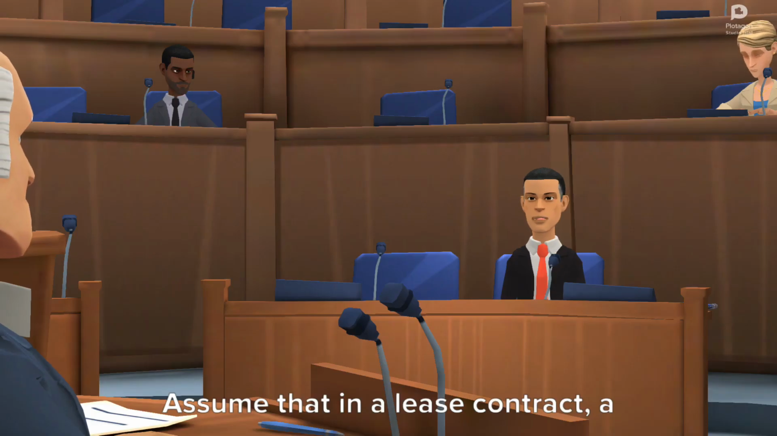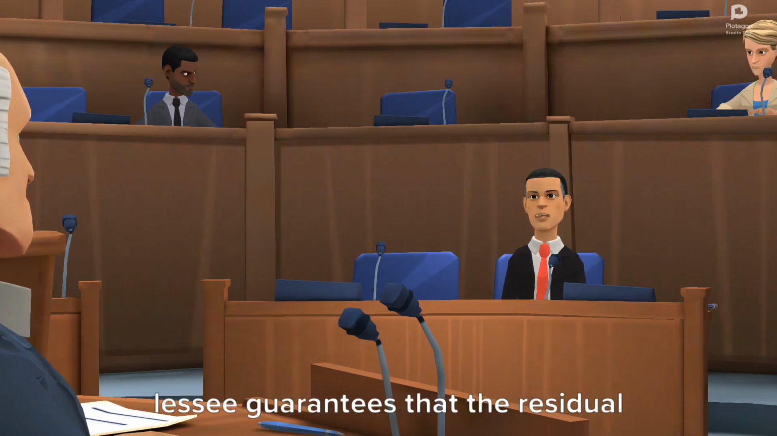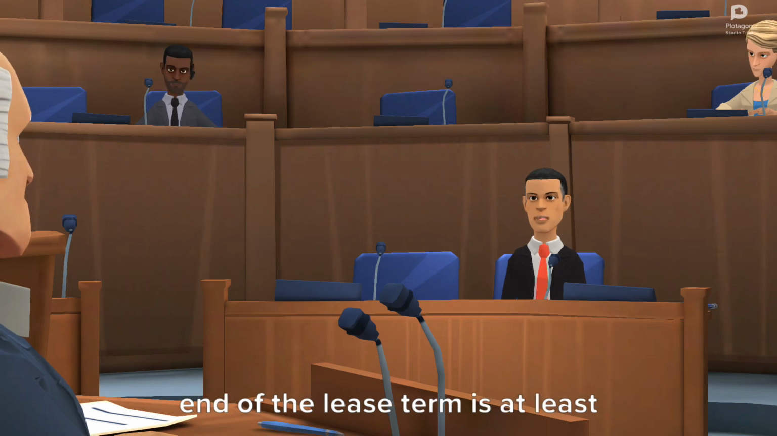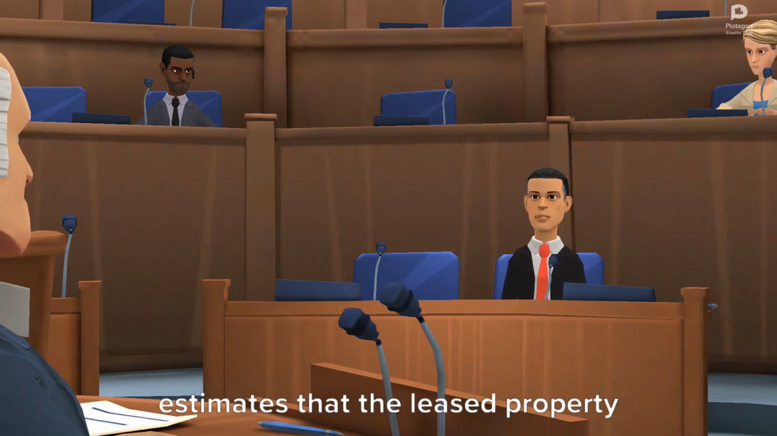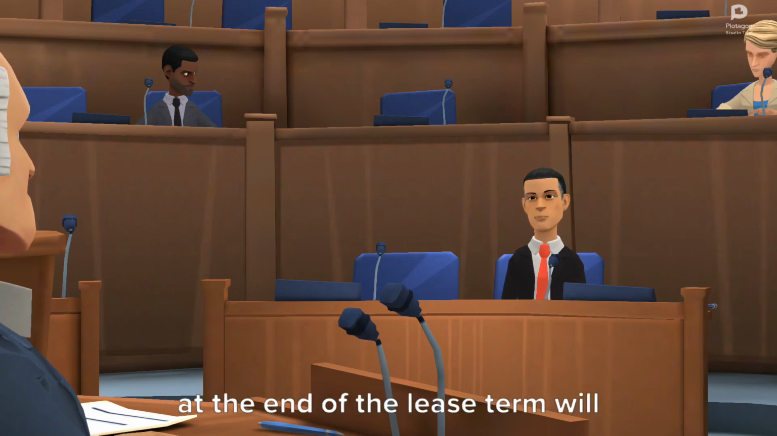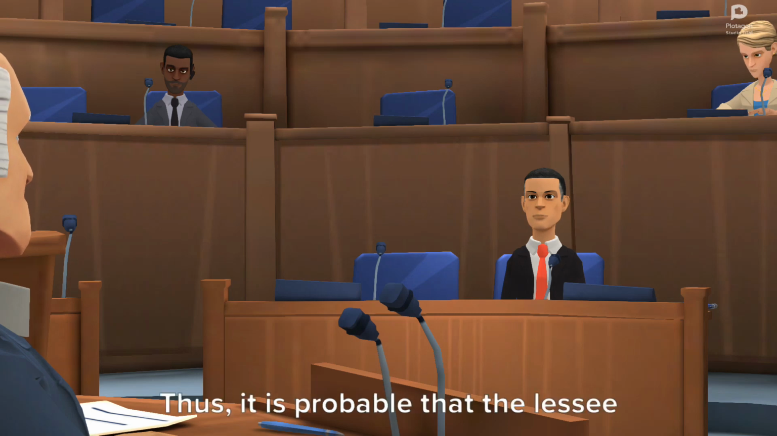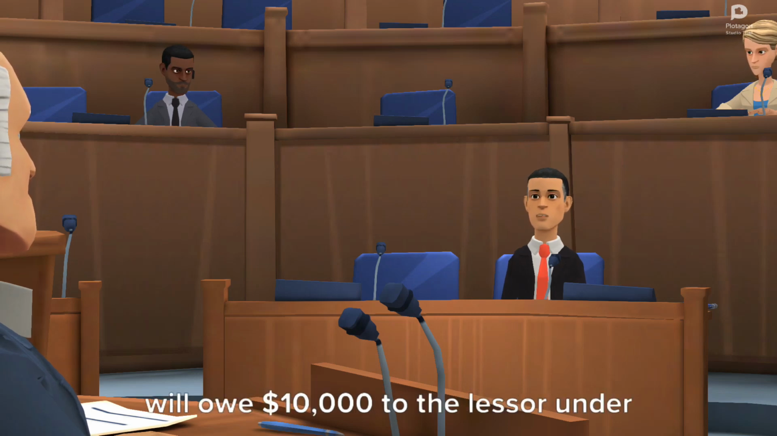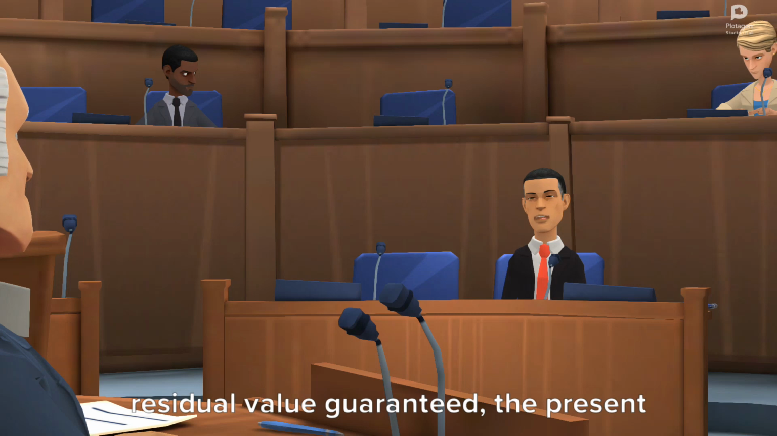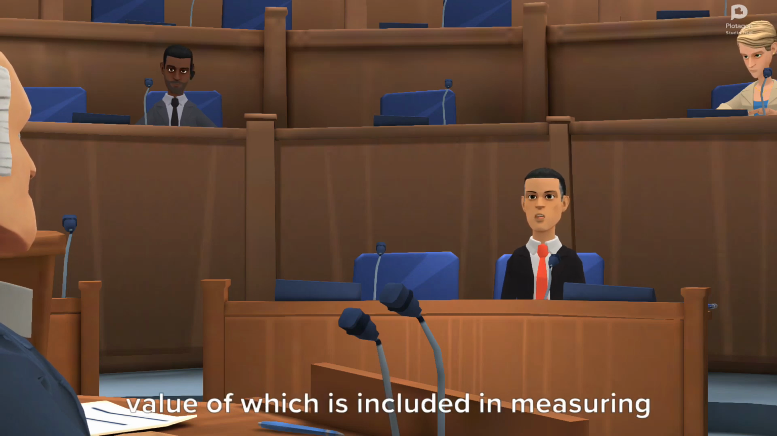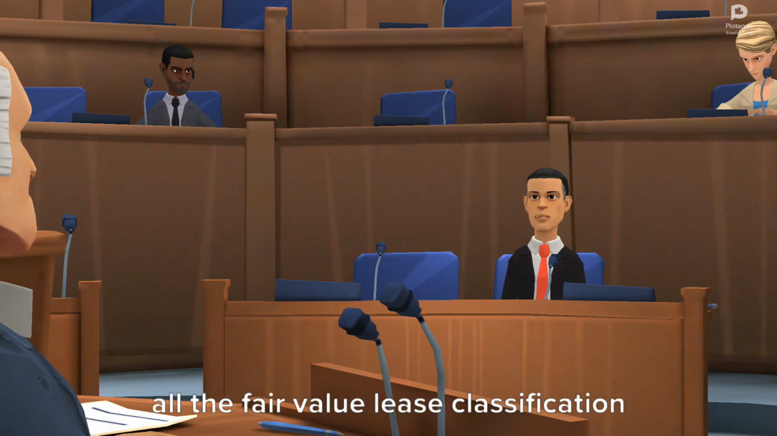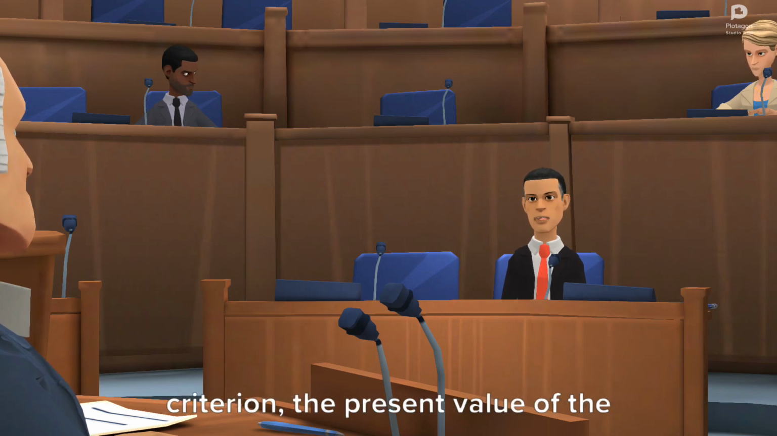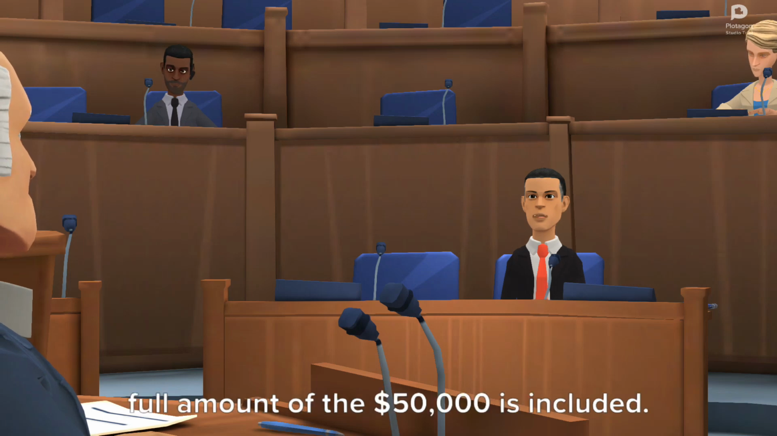Assume that in a lease contract, a lessee guarantees that the residual value of the leased property at the end of the lease term is at least $50,000. At the commencement date, the lessee estimates that the leased property at the end of the lease term will be only $40,000. Thus, it is probable that the lessee will owe $10,000 to the lessor under the residual value guarantee, the present value of which is included in measuring the lease liability. However, to test the substantially all the fair value lease classification criterion, the present value of the full amount of the $50,000 is included. We appreciate.